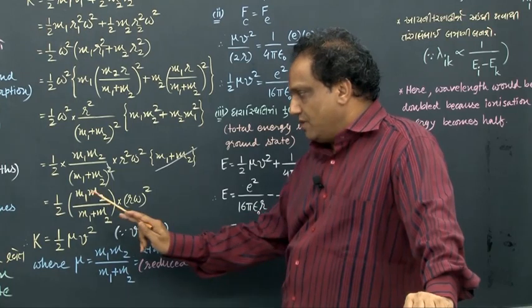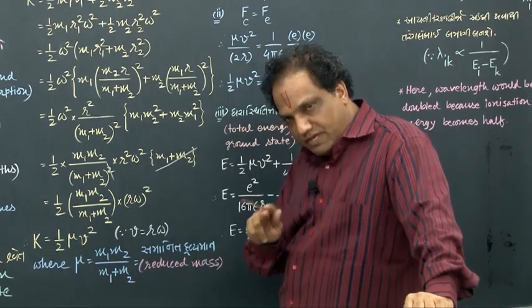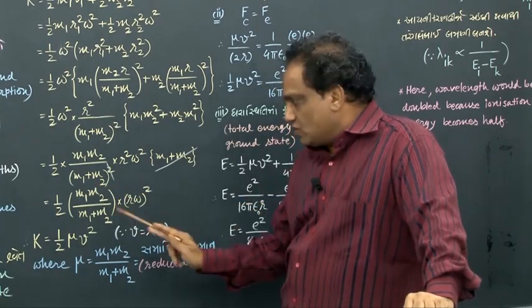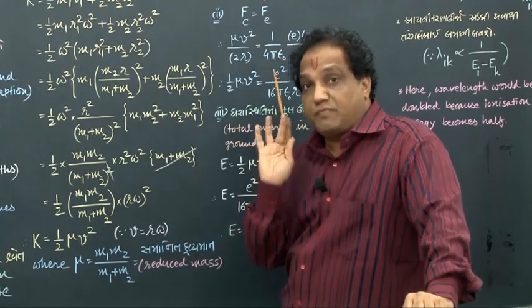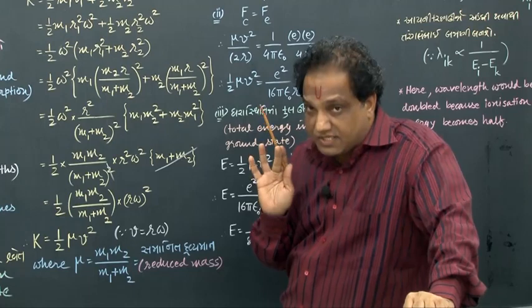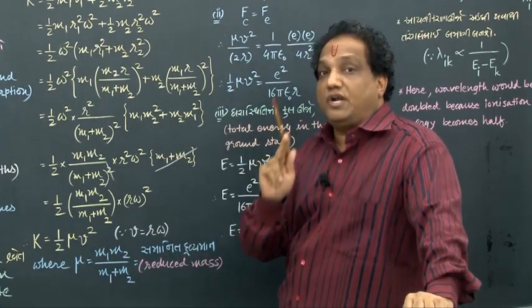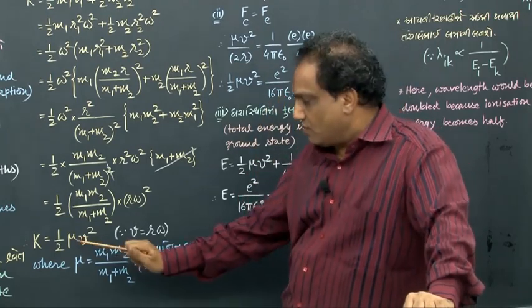How? Kilogram into kilogram will be kilogram square, kilogram plus kilogram will be kilogram only, kilogram square upon kilogram will have unit kilogram. So this bracketed term, because it has unit kilogram, must be indicating some sort of mass, which we have shown here by symbol mu. It is called reduced mass. It is shown by symbol mu.